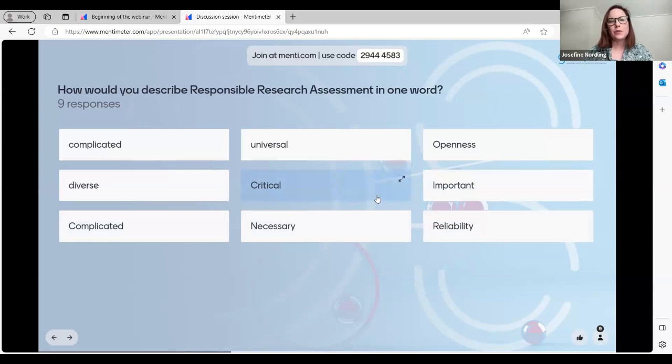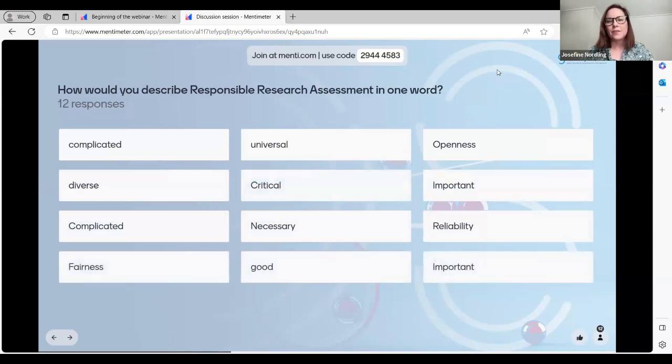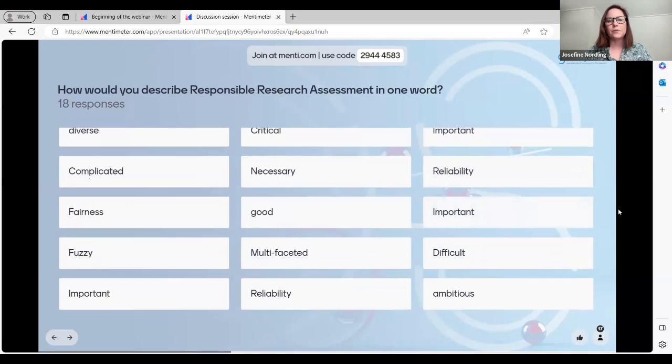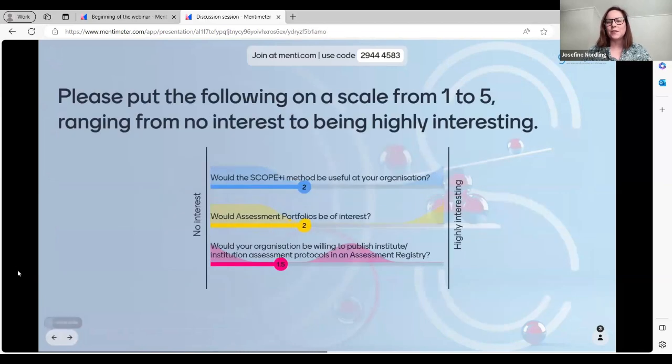So how would you describe responsible research assessment using only one word? This could also be interesting in our word cloud setting. We can also probably facilitate that. But it is interesting to see very different types of input coming in. Yeah, complicated, difficult, but also necessary and important, I see coming across quite many times. Someone thinks it's a little bit fuzzy as well. And if you want to open up what you had in mind when typing in anything into the Mentimeter, just raise your hand and we let you speak.